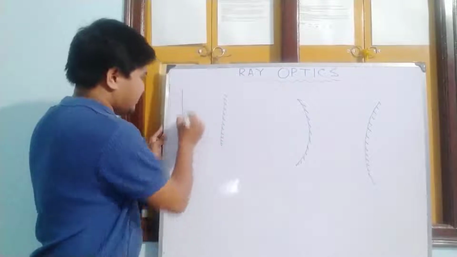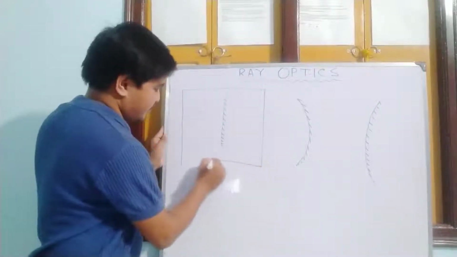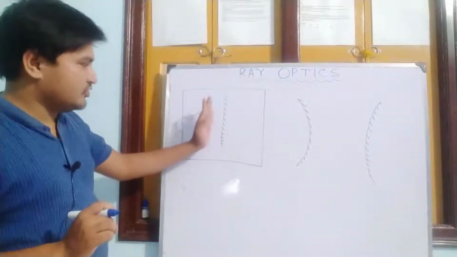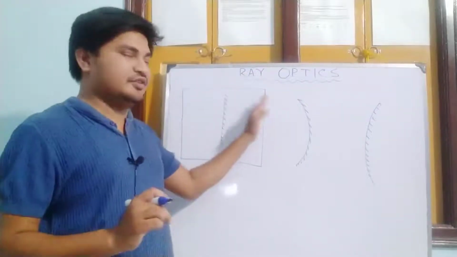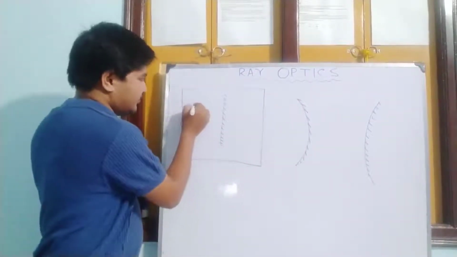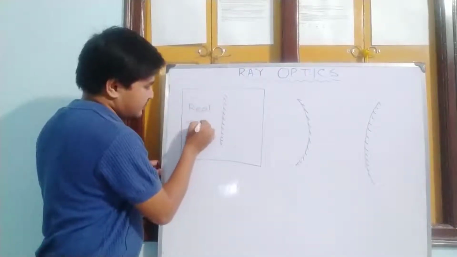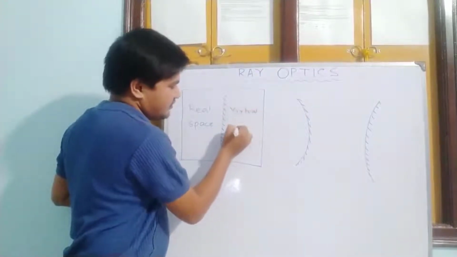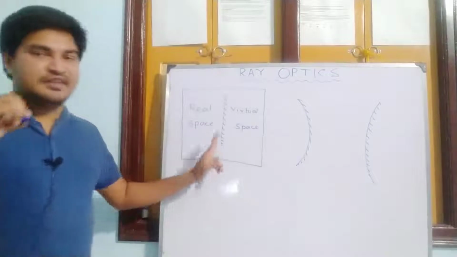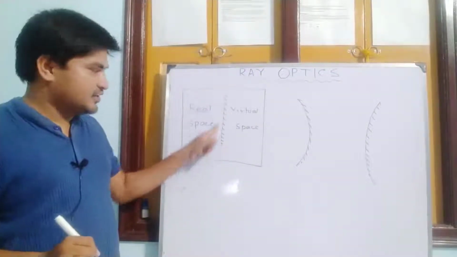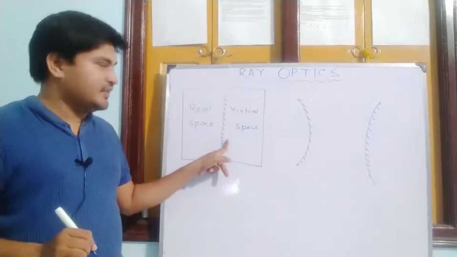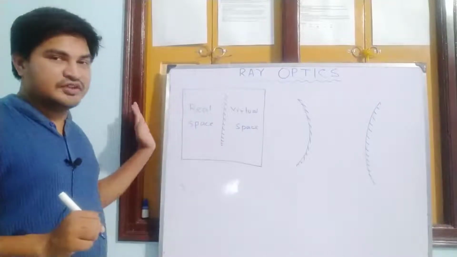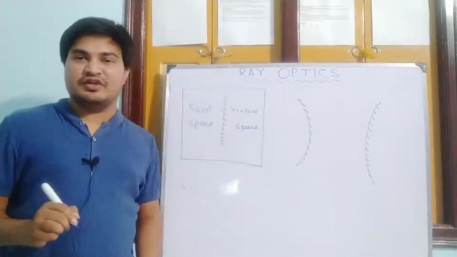Let's consider this is the medium in which the mirror is kept. So this is the first portion and this is the second portion. This portion is called real space and this portion is called virtual space, that is the back side of the mirror. We know this is the reflecting surface and this is the coated surface, and the light rays are reflected by this surface. So this whole portion is called real space and the backward portion is called virtual space.